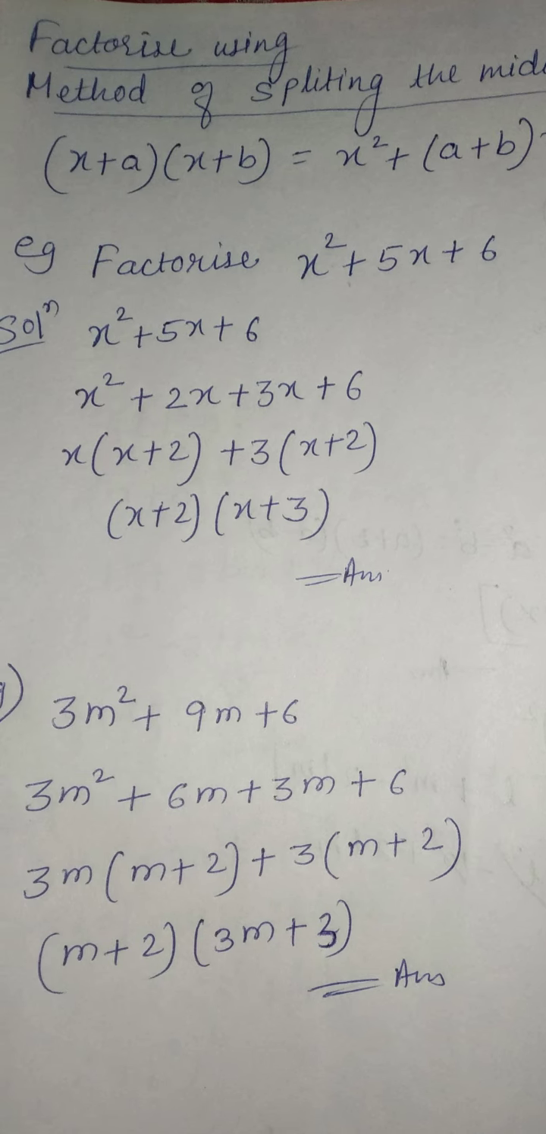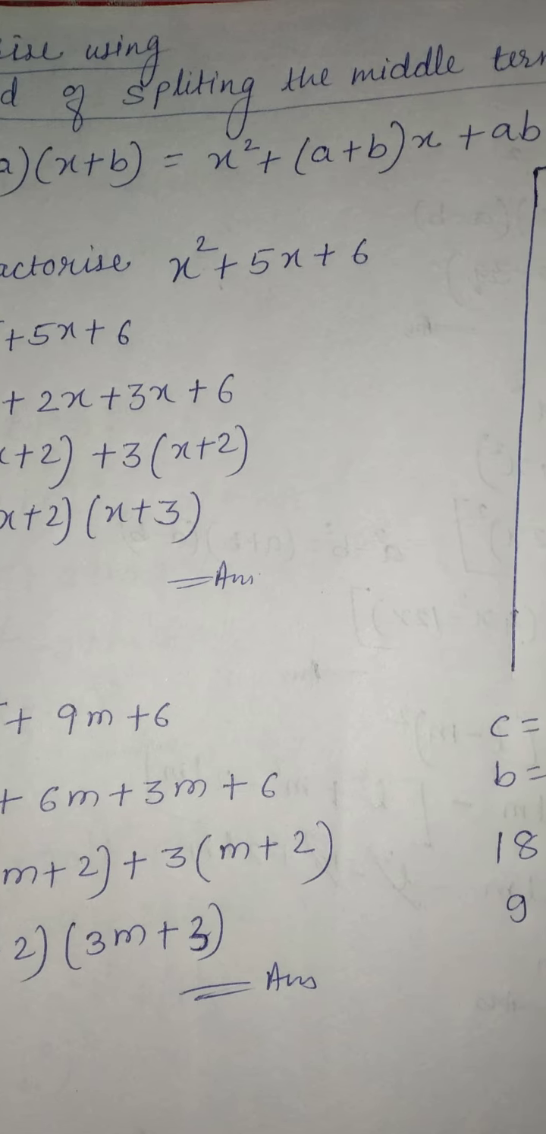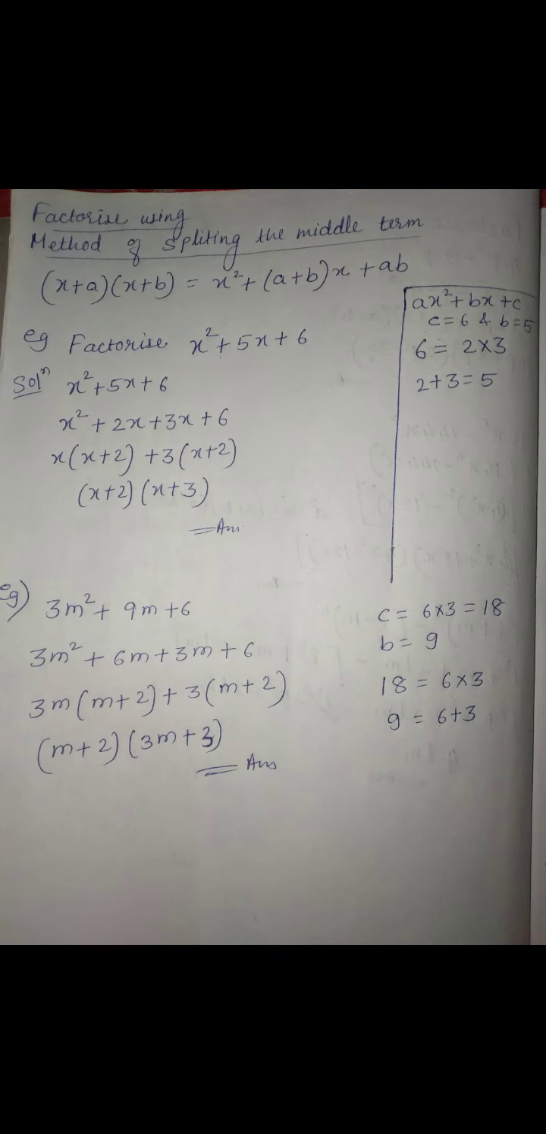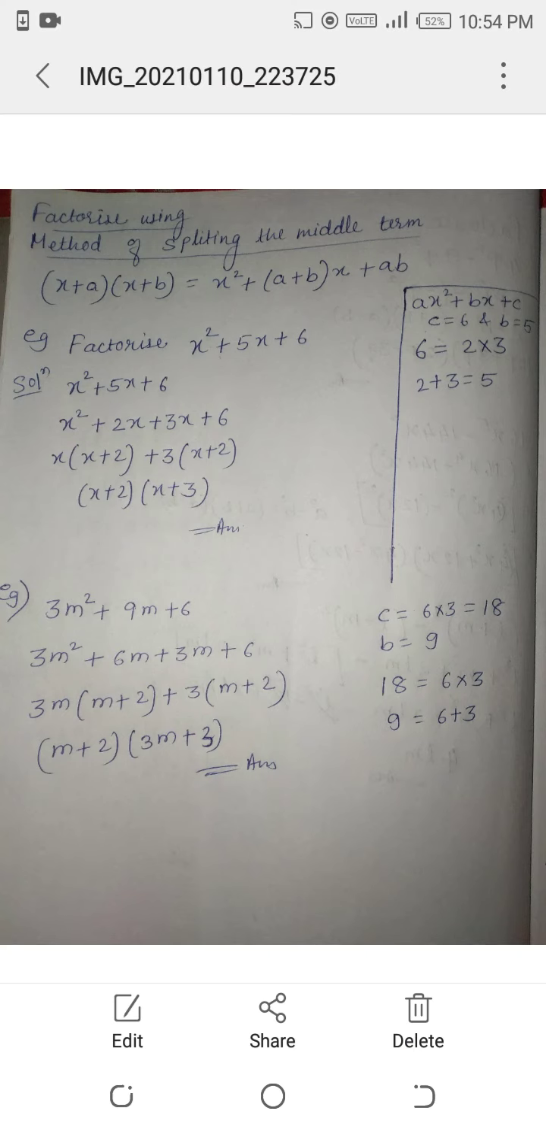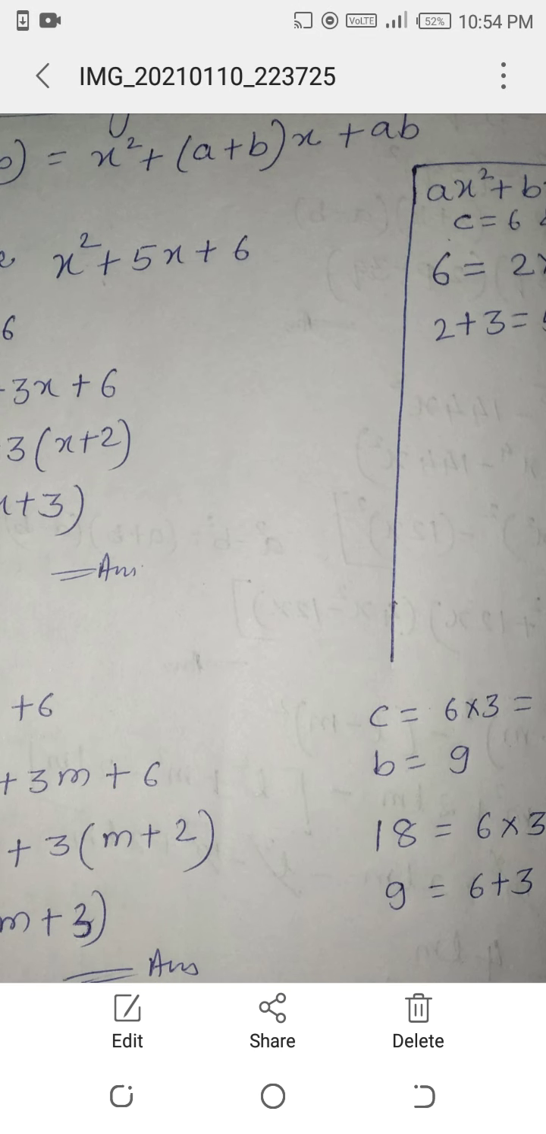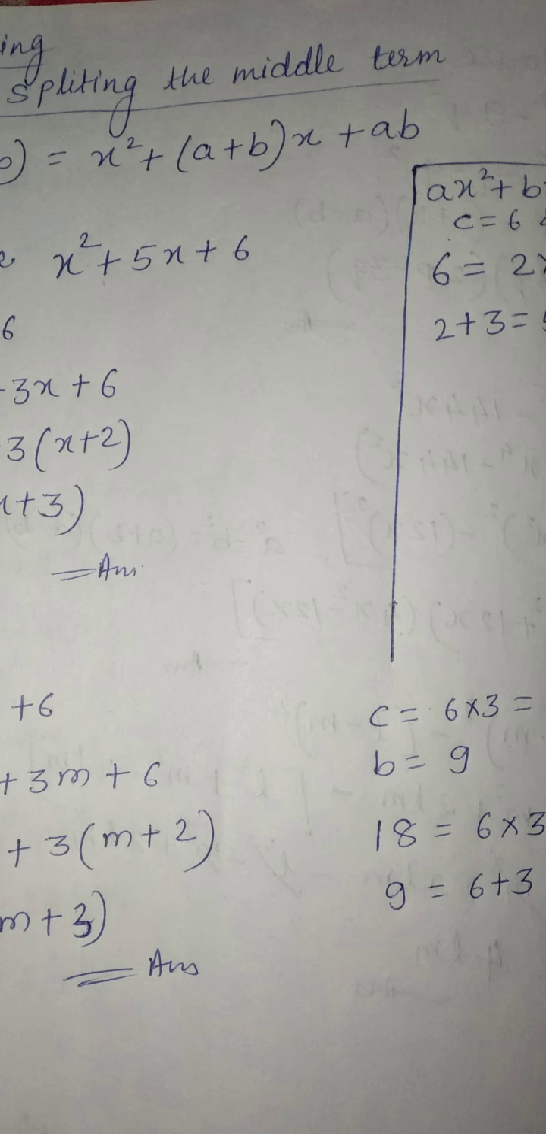Now how to solve this question? I told you c is 6 and b is 5. First you need to find out all the factors of 6. What are the factors? 1, 2, 3, 6. So 1 and 6 are also factors of 6. You need to write it in this form: x square plus a plus b x plus ab. That is, the last term c you will write in the form of a product, and the middle term you will write in the form of a sum.